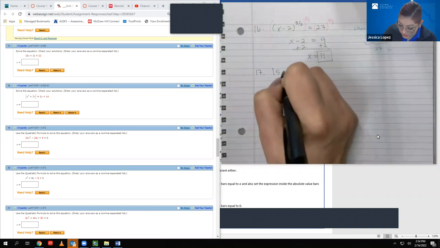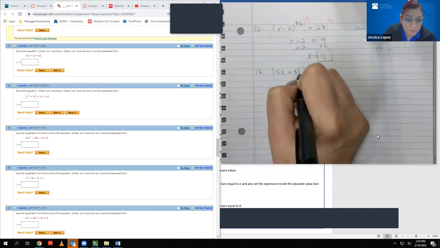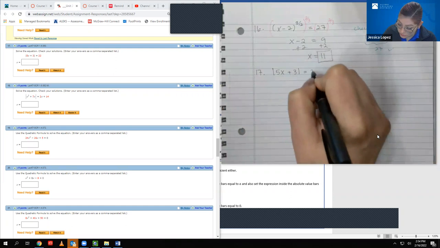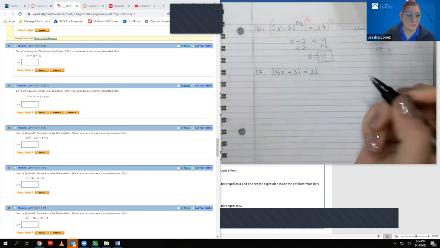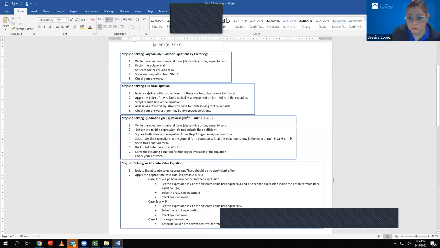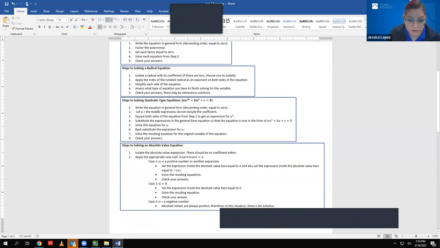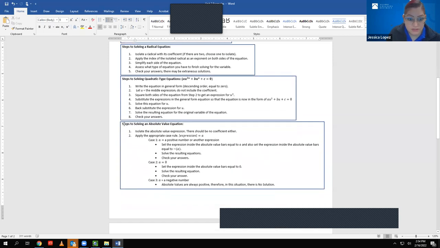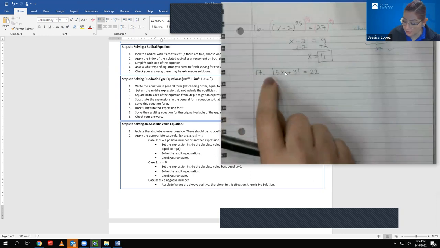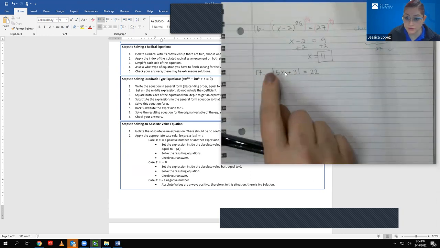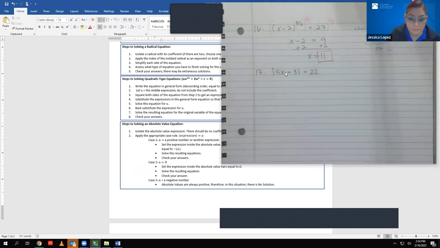It says the absolute value of 5x plus 3 equals 22. So let's look over here. I did see one that said absolute. Okay, so steps to solving an absolute value equation. It says first, isolate the absolute value expression. There should be no coefficient either. But if you look at my paper, I already have the absolute value by itself and there's no coefficient, okay?